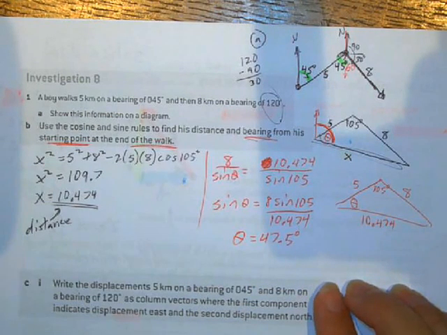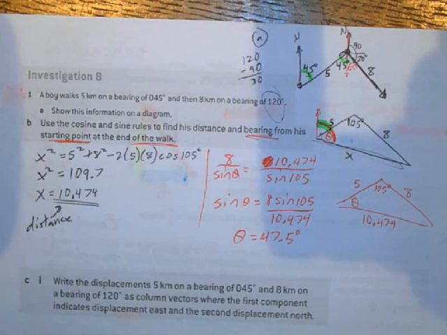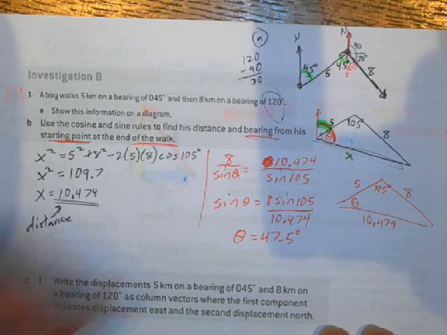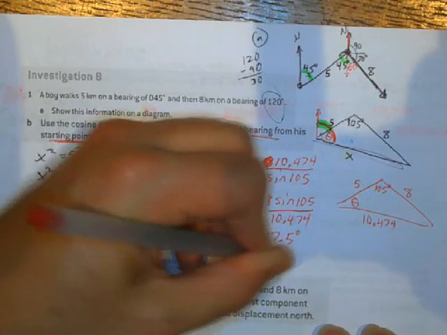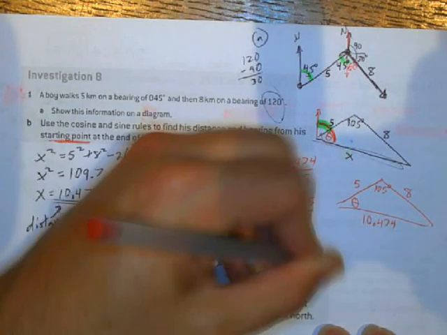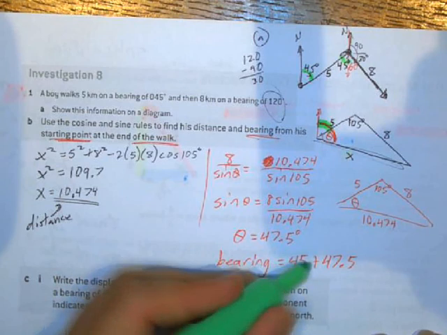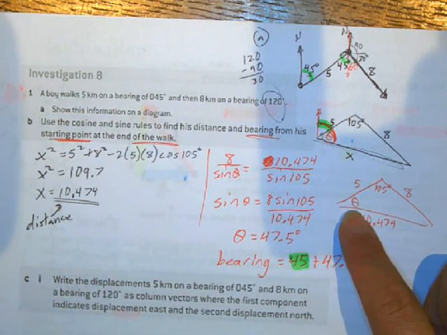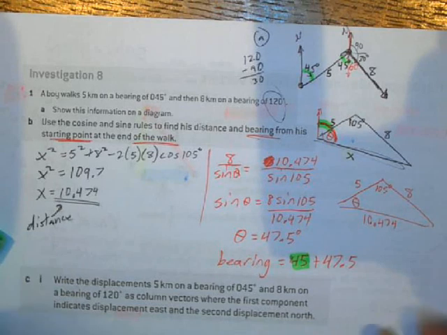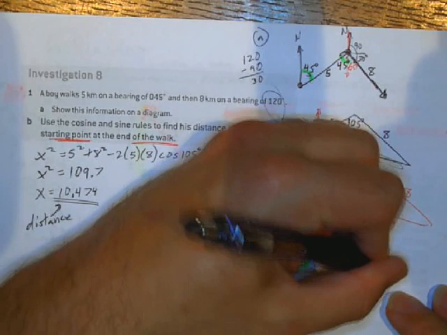And so now I want to find the bearing. And remember, we already know this part right here is 45 degrees. So I can say the bearing equals 45 plus 47.5, right? So that green angle plus this angle here to find the bearing. And so then I get my bearing is equal to 92.5 degrees.